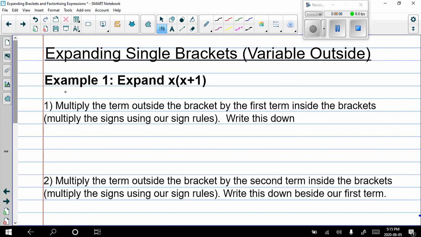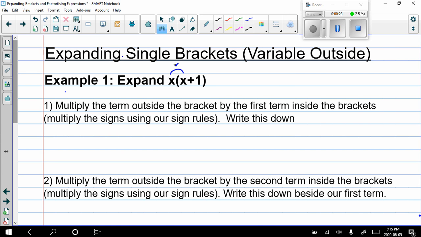Following what we did last time, we're going to now expand single brackets when we have a variable on the outside. So we've done it with just a number on the outside. We've learned our multiplication rules for algebra. Now we're going to apply them. So we have this x times this x, and we're going to carry that out.